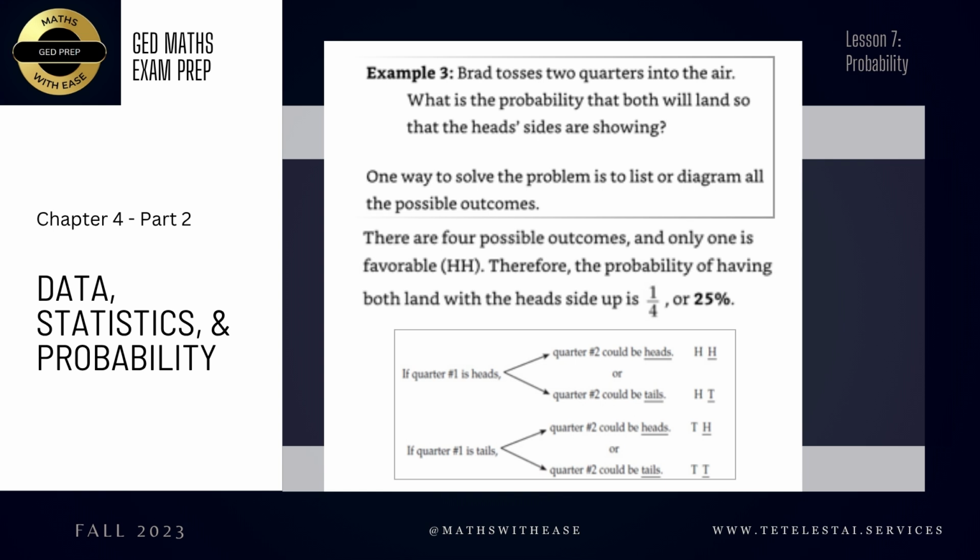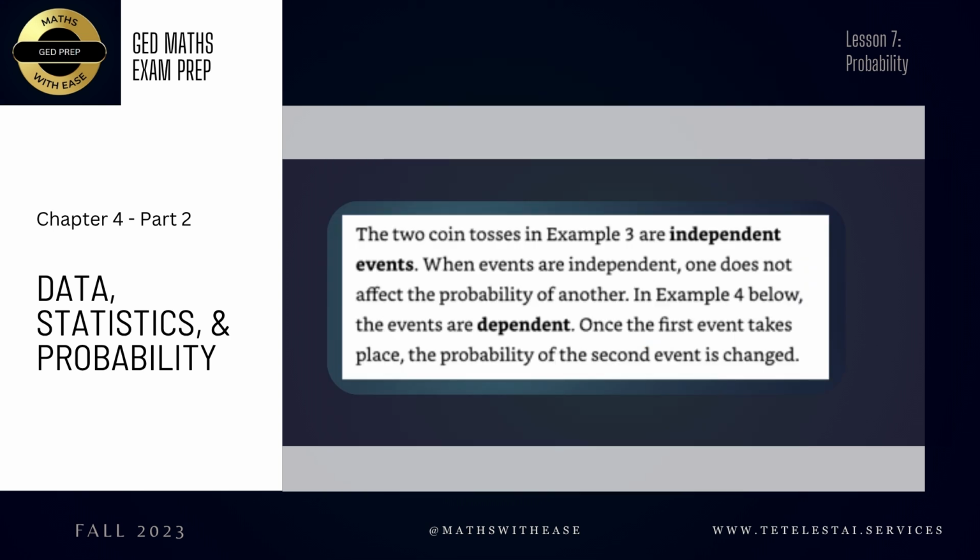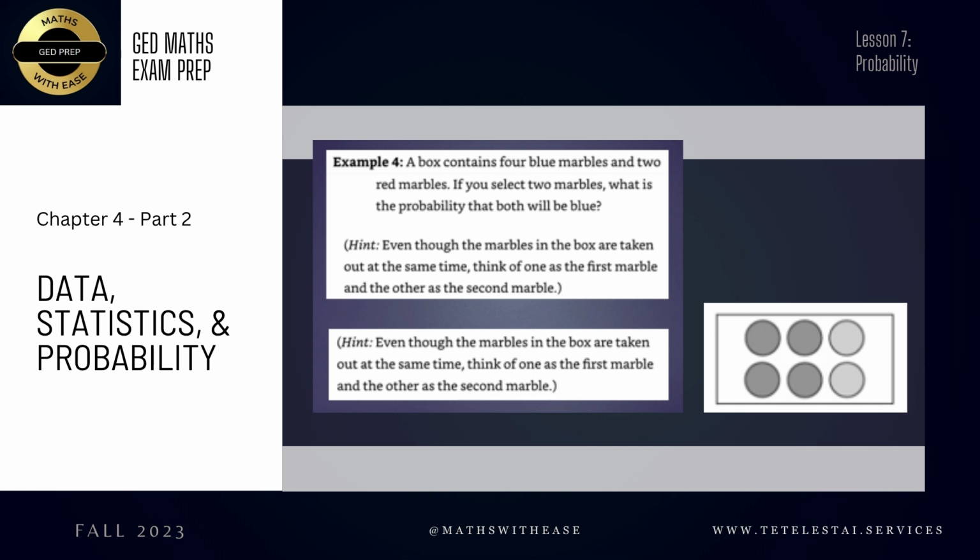Okay, all right, so two coin tosses, in this example, are independent events. Events are independent when one does not affect the probability of another. In example 4 that follows, the events are dependent. So once the first event takes place, the probability of the second event is changed. In this example, we're being told that a box contains 4 blue marbles and 2 red marbles. If you select 2 marbles from the box, what is the probability that both will be blue?